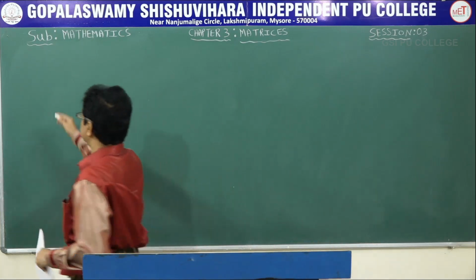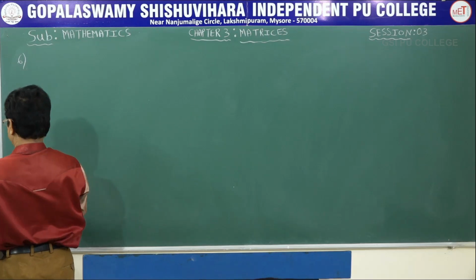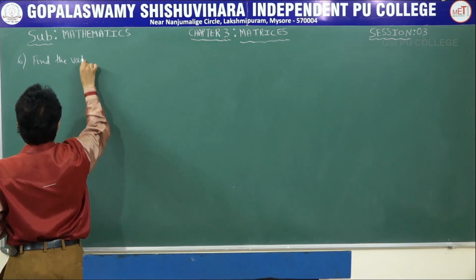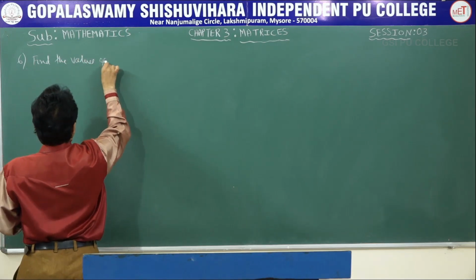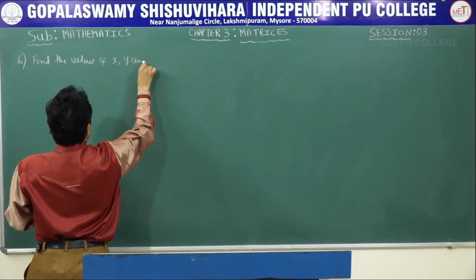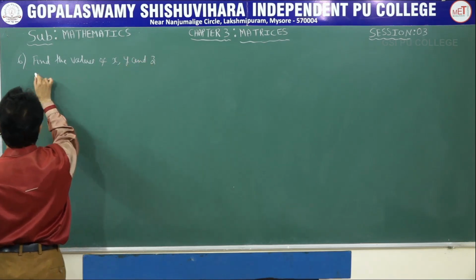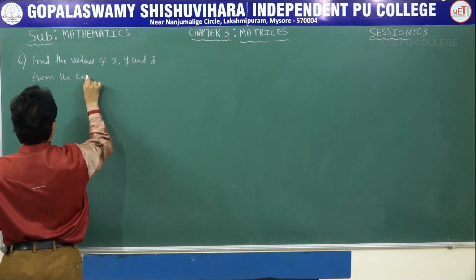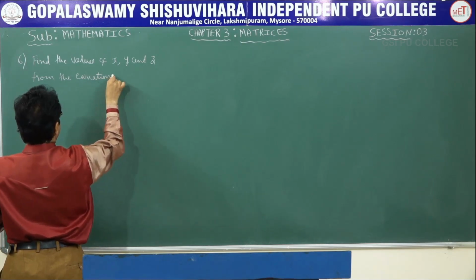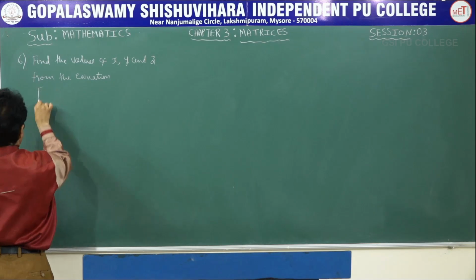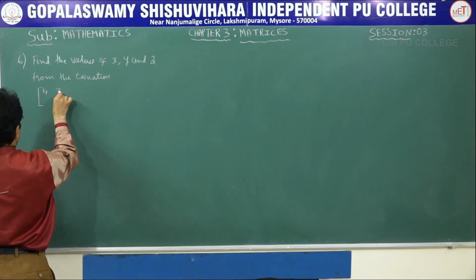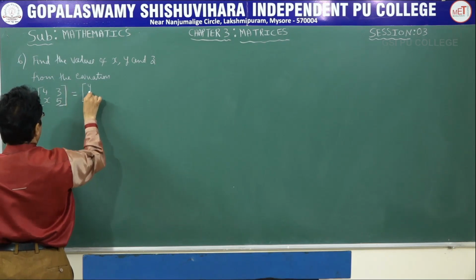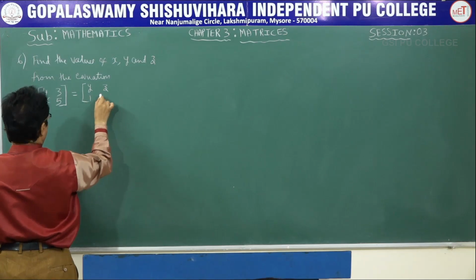So the next problem is: find the values of x, y and z from the equation [4, 3; x, 5] equals [y, z; 1, 5].